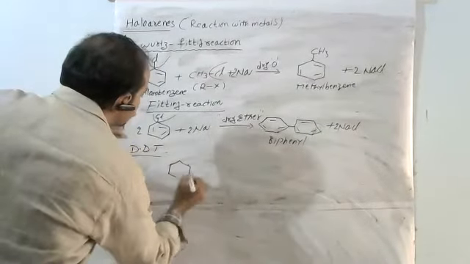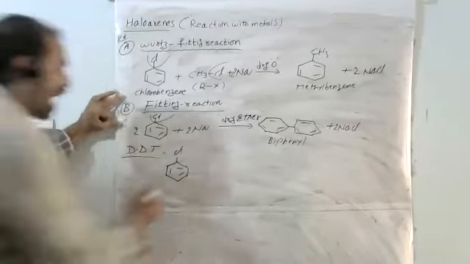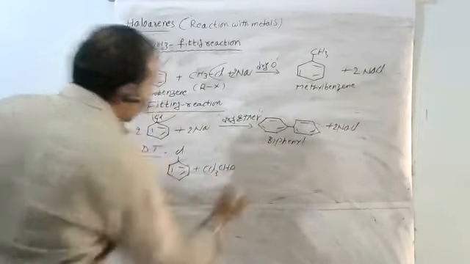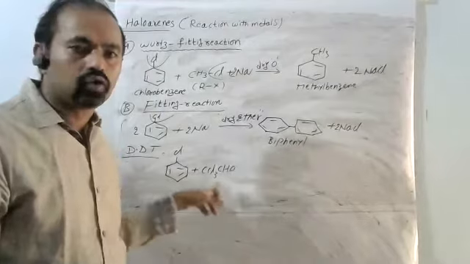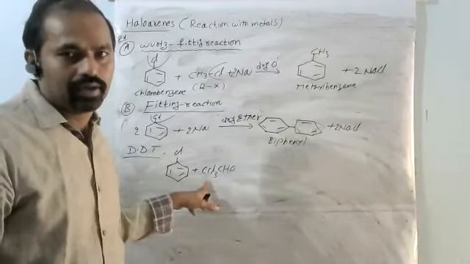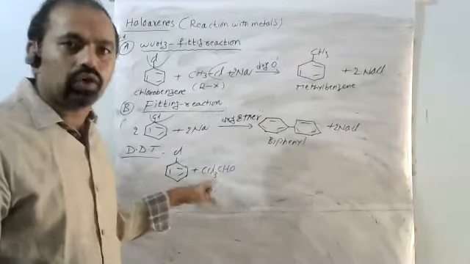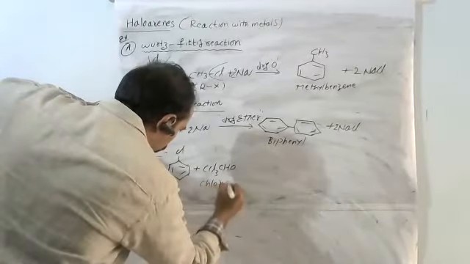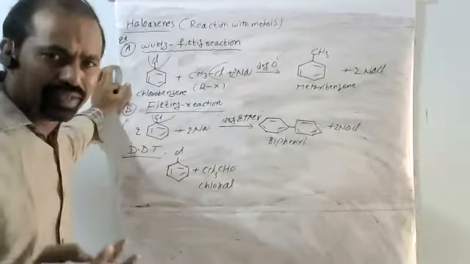chlorobenzene. See this. Chlorobenzene reacts with CCl3CHO. It is also called 2,2,2-trichloroethanol. It is called chloral. Chloral is the common name.